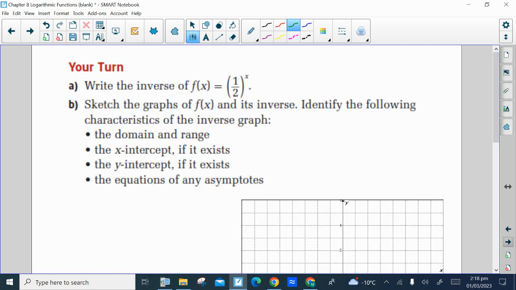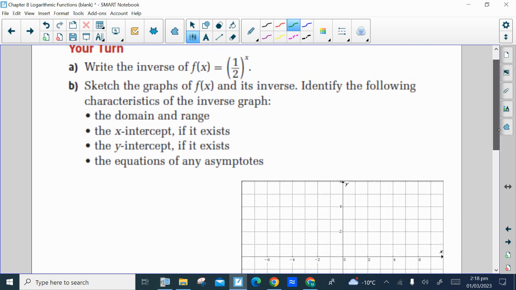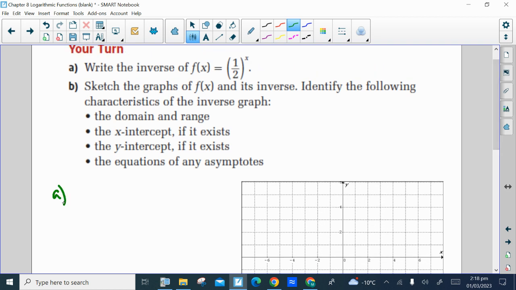So this next one is the same type. We're asked to write the inverse of 1/2 to the power x. f of x equals 1/2 to the power x. And our first step in this case, again, is to change the f of x to the letter y.